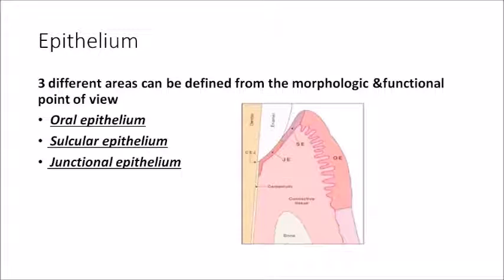Now, our gingiva has an epithelium and a connective tissue. First, we'll discuss the epithelium. Three different areas of the epithelium can be defined from a morphological and functional point of view. These are oral epithelium, sulcular epithelium and junctional epithelium. Look at the figure. The outer portion is the oral epithelium and the epithelium lining the gingival sulcus is the sulcular epithelium, and junctional epithelium is the junction between tooth enamel and gingiva. So oral epithelium, sulcular epithelium and junctional epithelium.